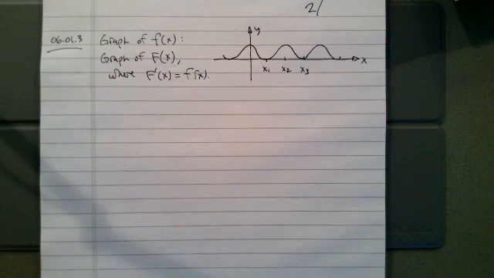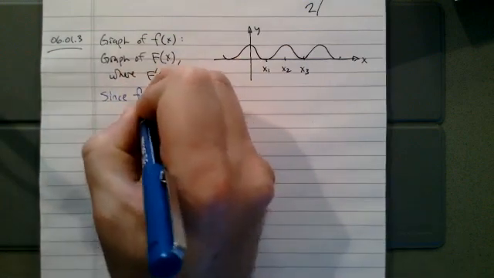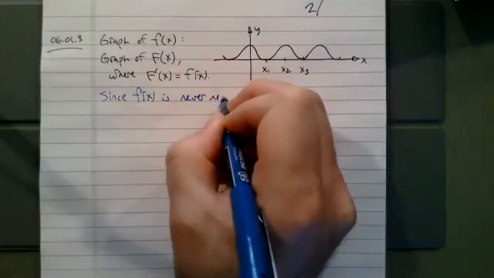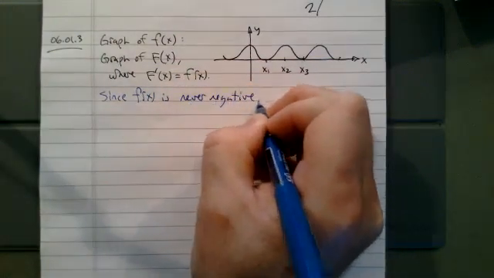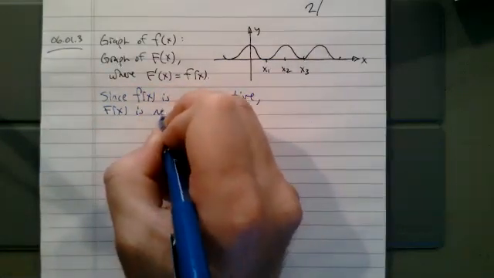The primary thing we want to notice about the graph that we're given is that the graph of the derivative is never negative. So since little f of x is never negative, capital F of x is never decreasing.